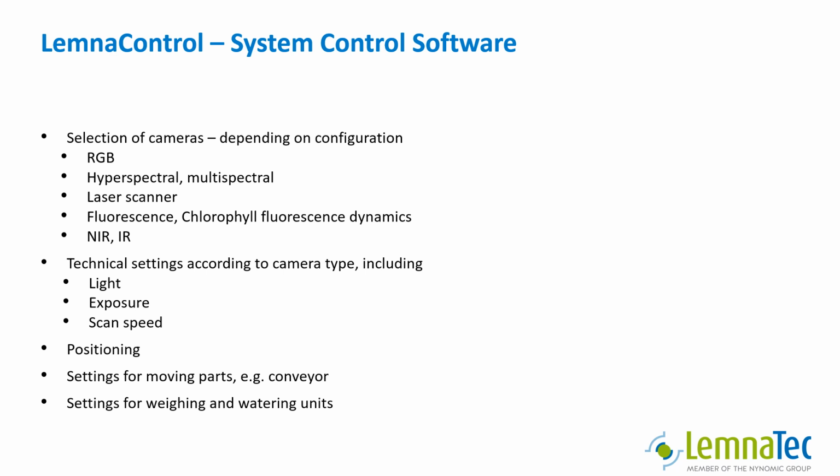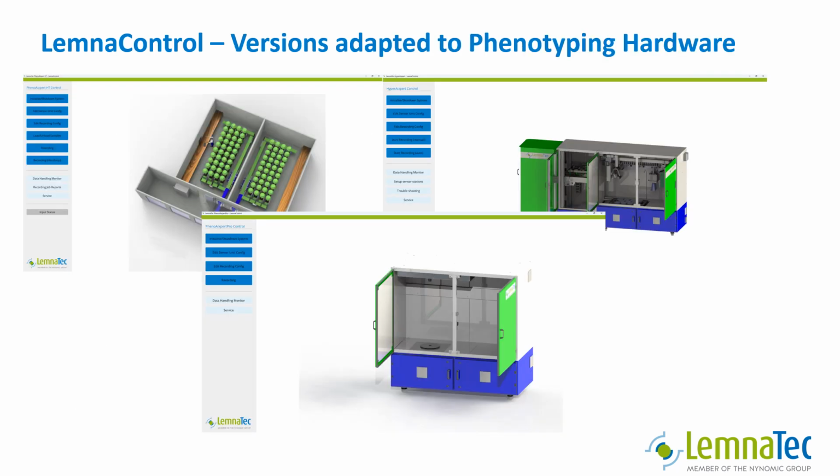If the phenotyping system has any mechanically moving parts, positioning is also available in LemnaControl. For instance, there might be settings for moving parts such as conveyors that bring plants into imaging cabinets and back. If the system contains a weighing and watering station, these settings are also available in LemnaControl. You have already noticed that LemnaControl is always adapted to the respective phenotyping hardware.